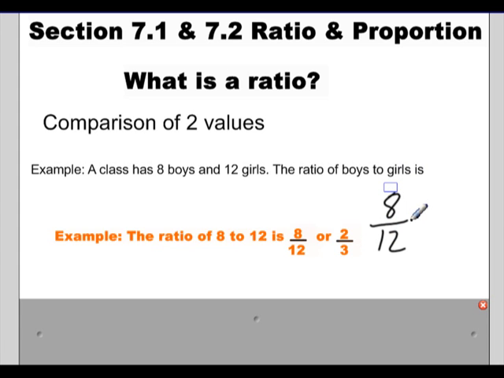Or you can also express it in a few different ways. You can express it using a colon, and you just read that 8 to 12. And you can also write it in words. You can say 8 to 12.